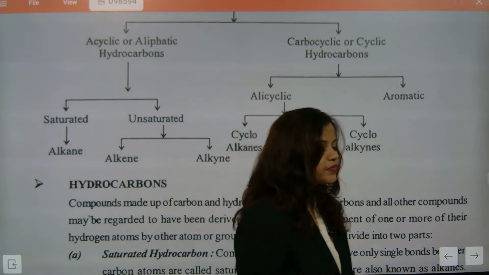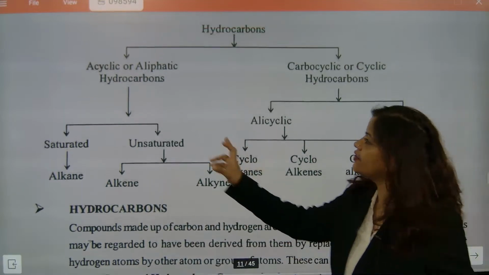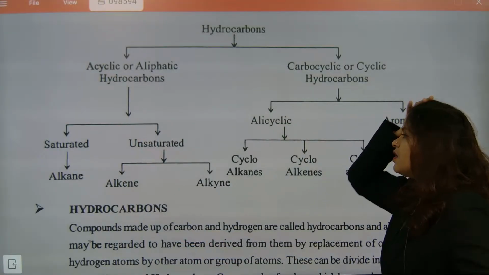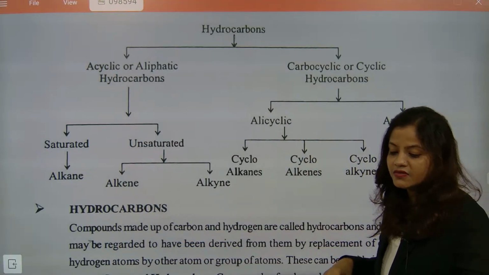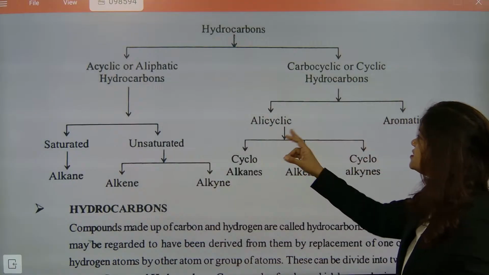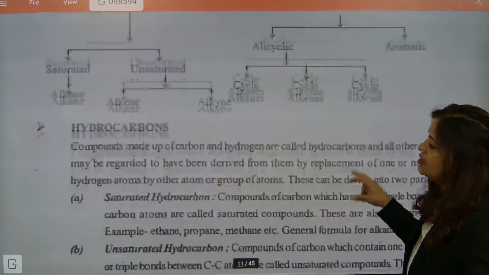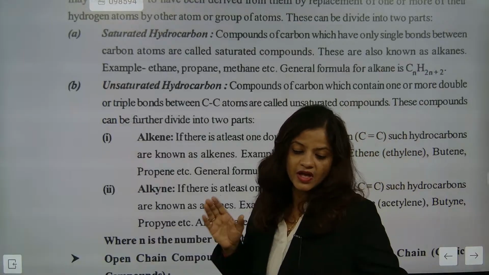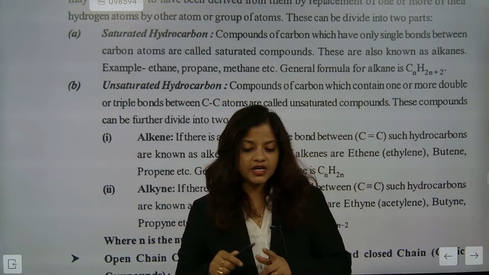Open chain and ring. So here, cyclic, that is hydrocarbon. Hydrocarbon will be divided into 2 parts. One section will be saturated, one section will be unsaturated, and this is alicyclic and aromatic. These 2 parts are there. After that, in saturated and unsaturated sections, we have discussed open chain.